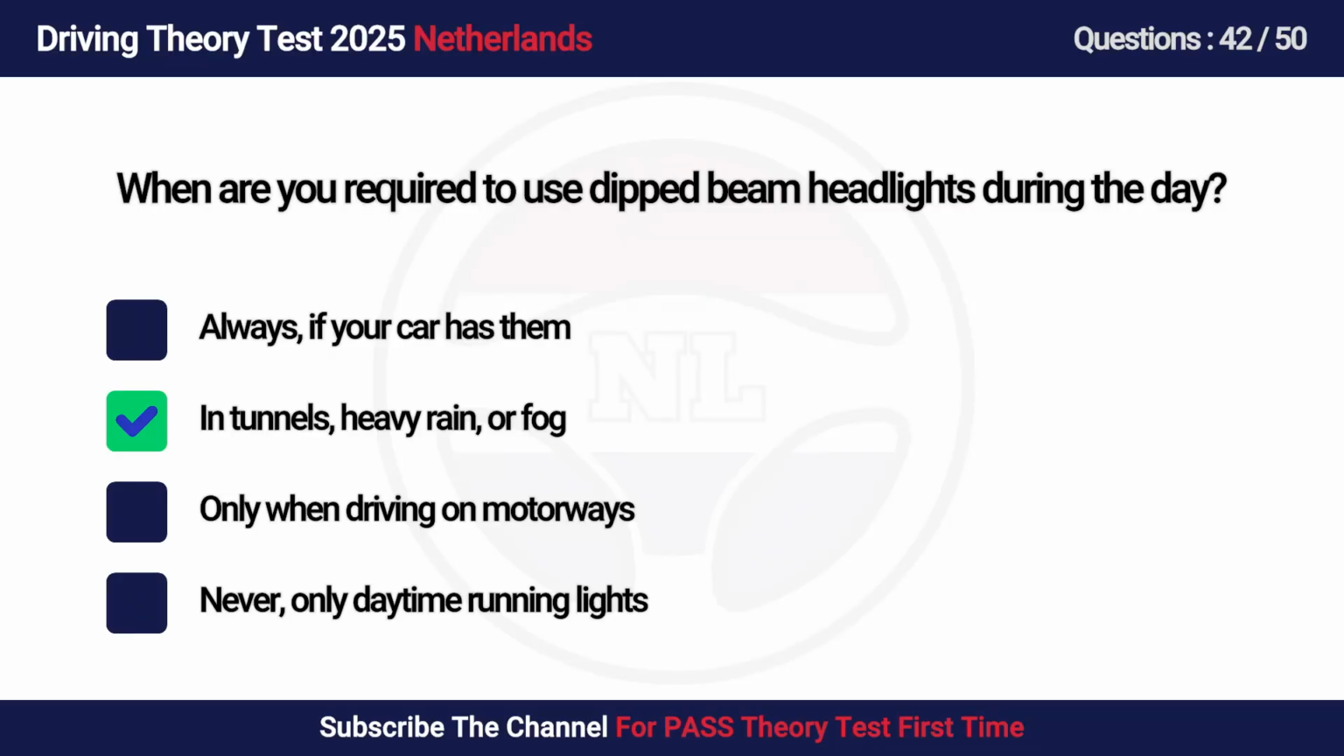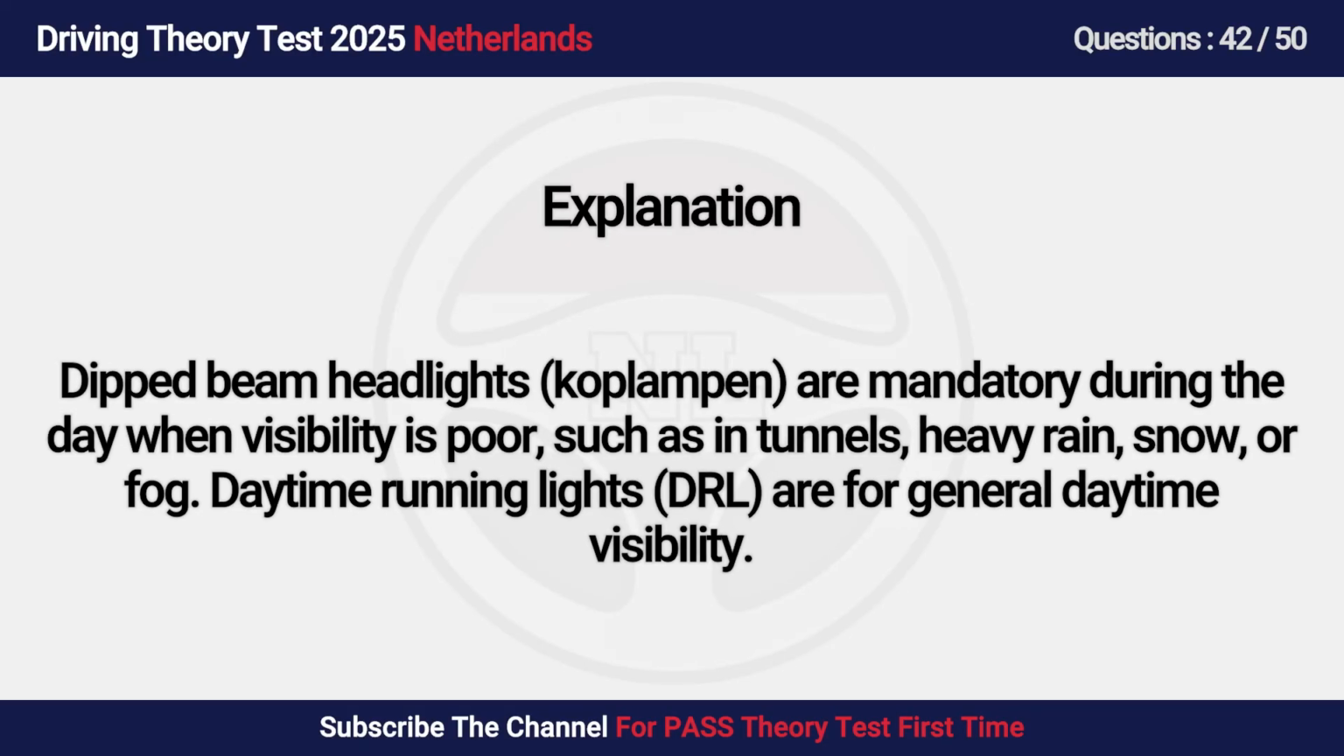Answer is B. In tunnels, heavy rain or fog. Dipped beam headlights are mandatory during the day when visibility is poor, such as in tunnels, heavy rain, snow or fog. Daytime running lights are for general daytime visibility.